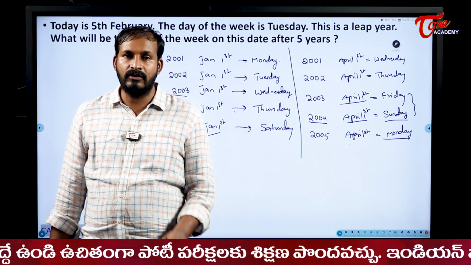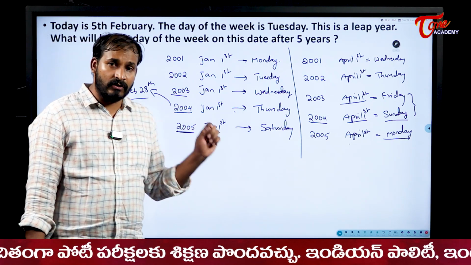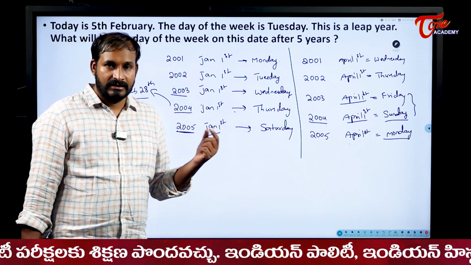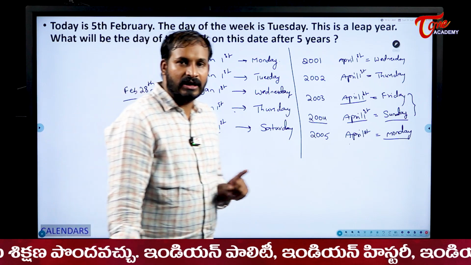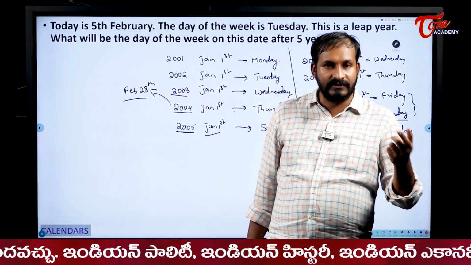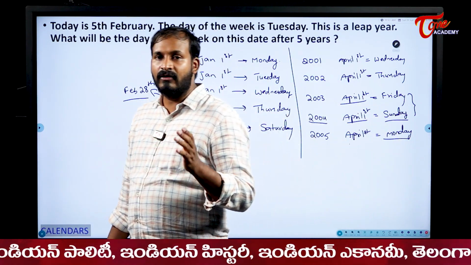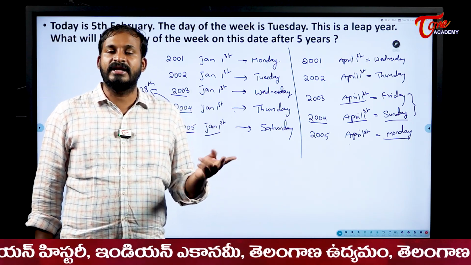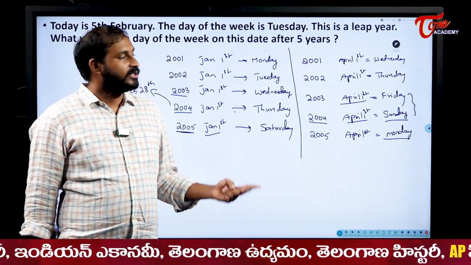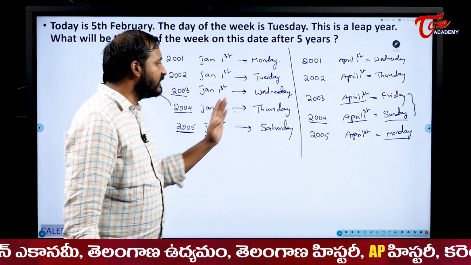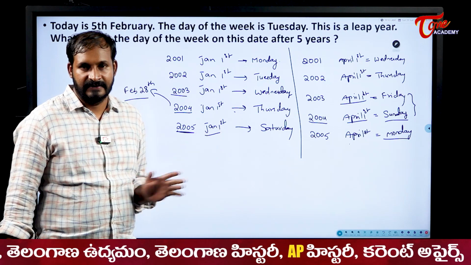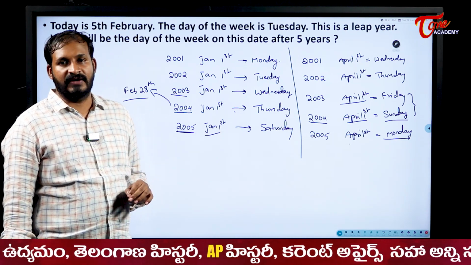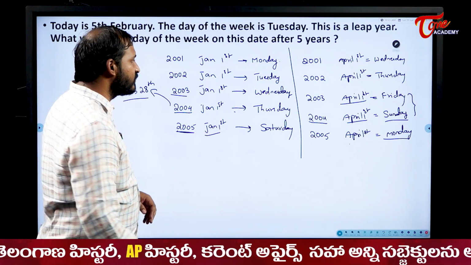So don't think that just by going from year to year, a 1 day jump happens. It is not like that. You should check whether we crossed February 28th or not. If we have not crossed February 28th, only 1 day jump will happen. If you have crossed February 28th, there you will have 2 days jump. So please be careful. Try to understand the difference between these two things, which is very, very important for us while solving the problems.